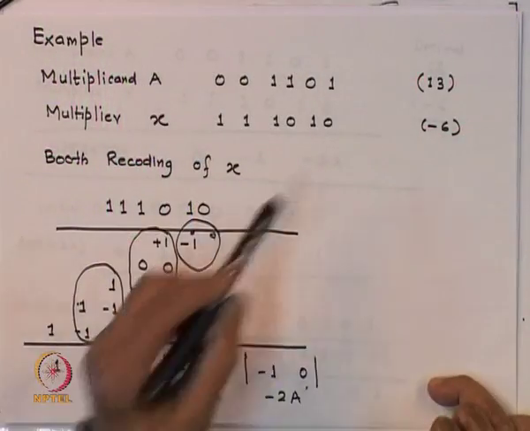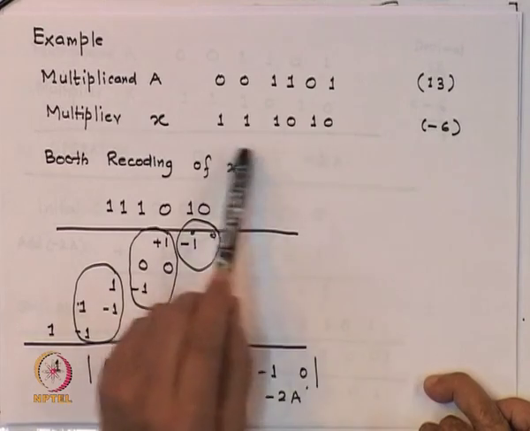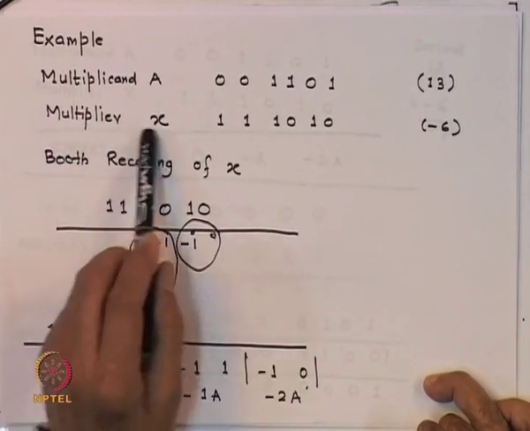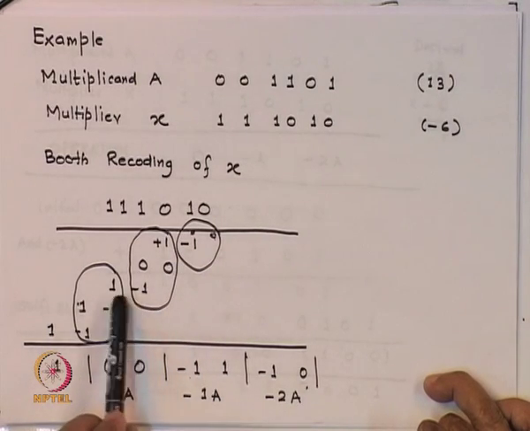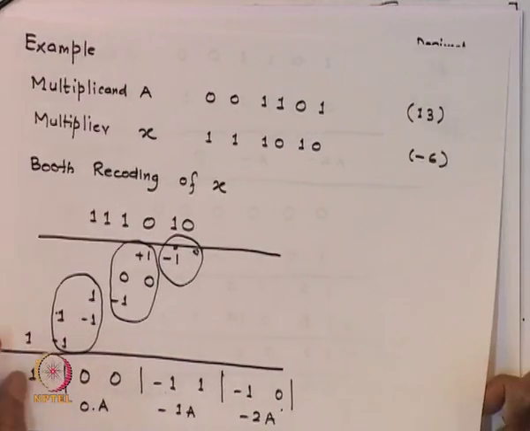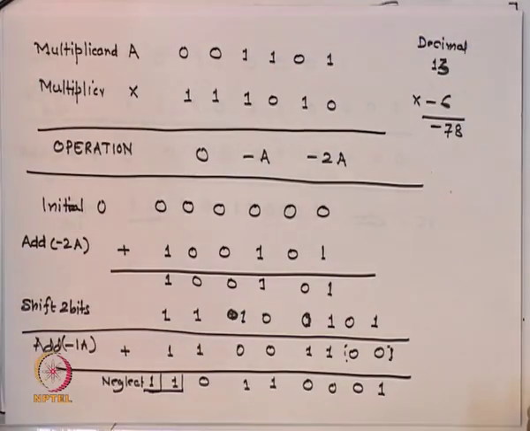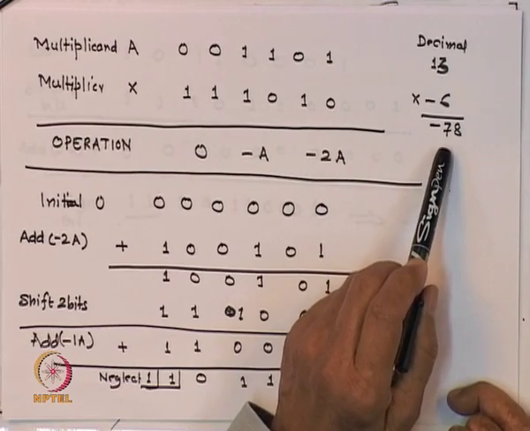I have an operation which is shown here. The multiplicand is 13, 001101, and your multiplier x, which is the 2's complement of minus 6, is 111010. So, I recode multiplier x, this is 111010. I again put minus 1 plus 1, minus 1 plus 1, minus 1 plus 1, and add. So, I get minus 1 0, minus 1 1, 0 0, and I know from the Booth recoding table minus 1 0 is minus 2a, this minus 1 1 means minus 1a, 0 0 means 0a. Having known the operations to be performed, I start looking for the actual things which I want to do. Here is your decimal number, 13 times minus 6, you expect an answer of minus 78.